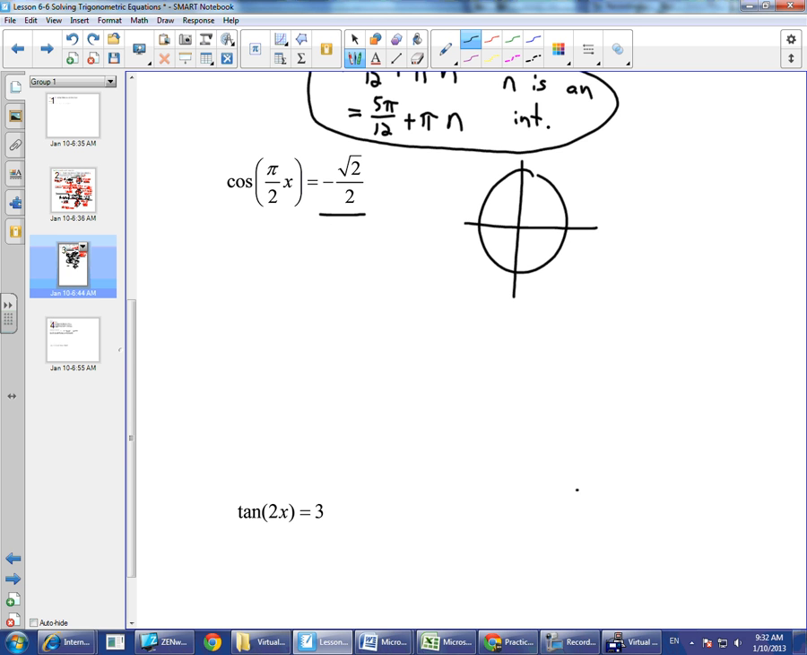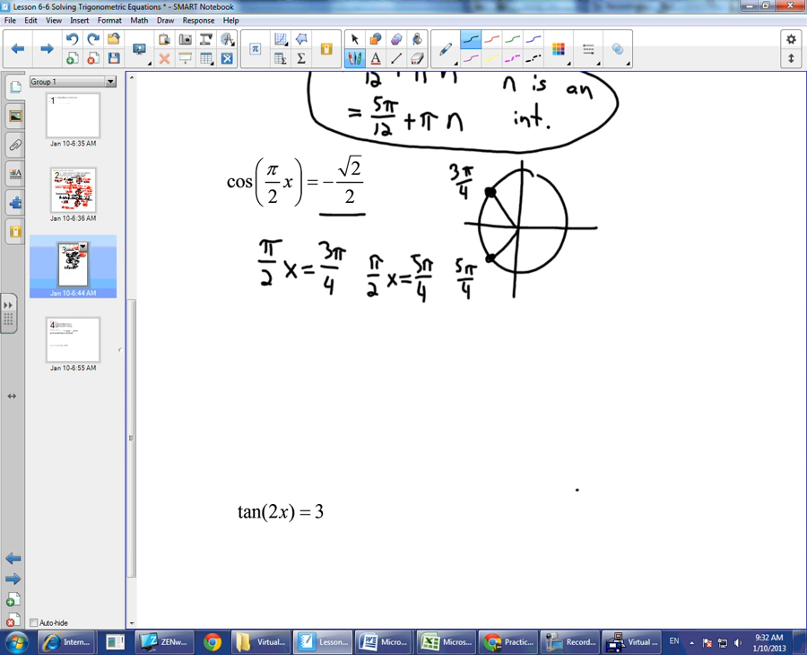Where is cosine negative square root of 2 over 2? It's going to happen here and here. And these angle measurements are 3 pi over 4 in radians and 5 pi over 4 in radians. So find those two solutions. Okay, next step, I'm going to set them equal to that bx on the inside. So I'm going to have pi over 2 times x equals 3 pi over 4, and pi over 2 times x equals 5 pi over 4.